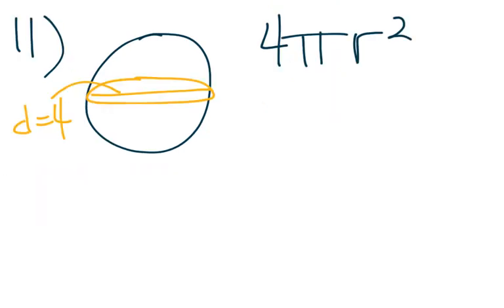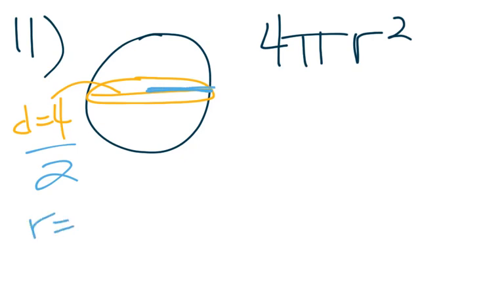Number 11. If a ball is 4 inches in diameter, what is its surface area? So remember, the equation for the surface area of a sphere is 4 times pi times r squared, where r equals the radius. We know that the diameter is 4, but in order to find the radius, we want to divide this by 2, since diameter goes all the way across the sphere and the radius only goes from the center to the edge. So 4 divided by 2 is 2.